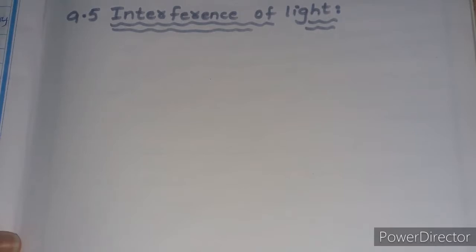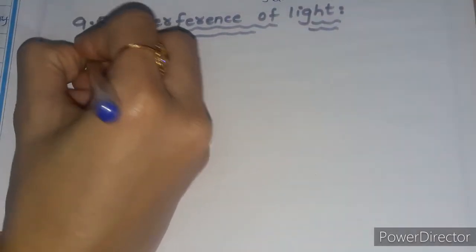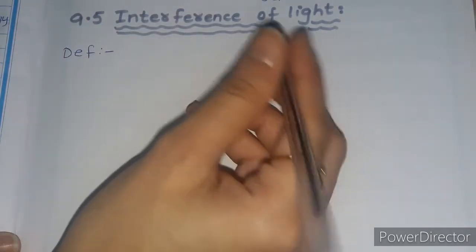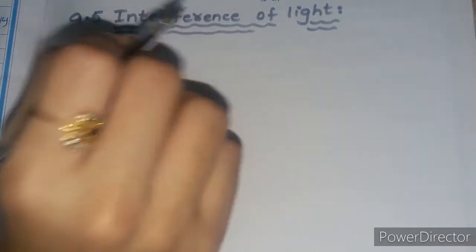Today we will study topic 9.5, interference of light. First I will write the definition of it. There are two definitions of interference. The first one you can read from the book. The second one is easy, so I will write it there and explain it to you.